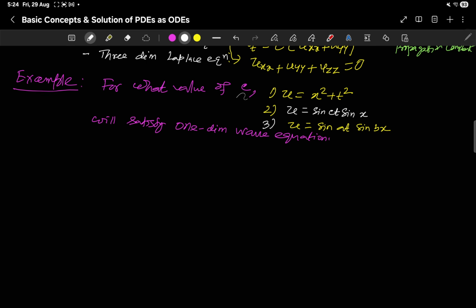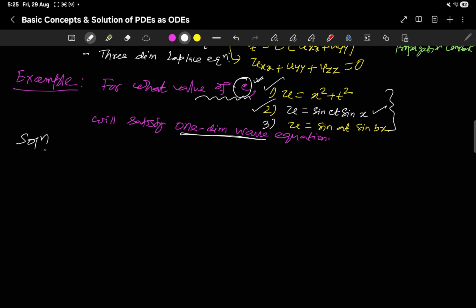Now coming to one example: for what value of c will the following satisfy the one-dimensional wave equation? First, u is equal to x square plus t square. Second, u is equal to sin ct sin x. Third, u is equal to sin at sin bx. Note that c is a positive constant.